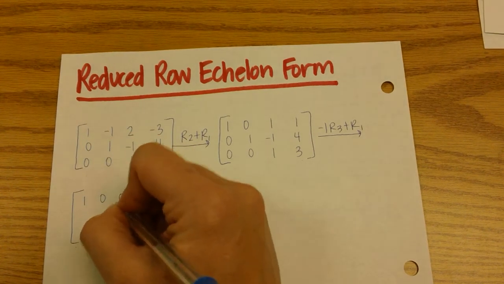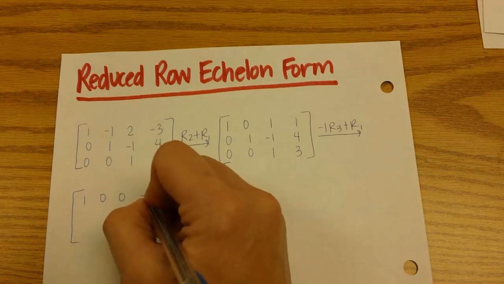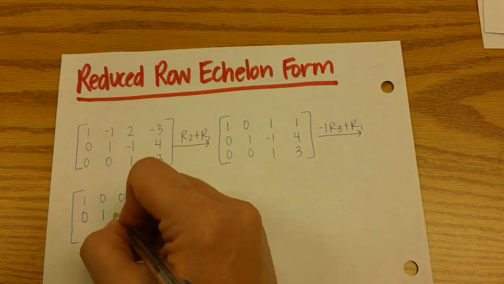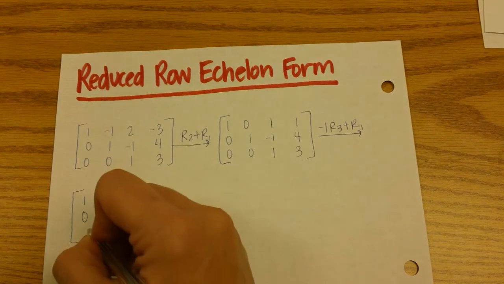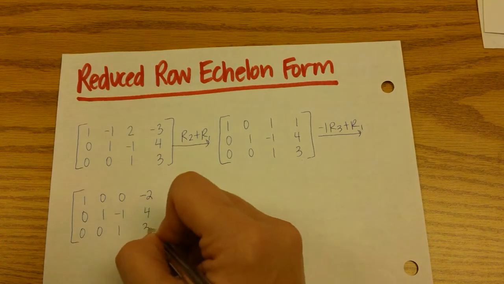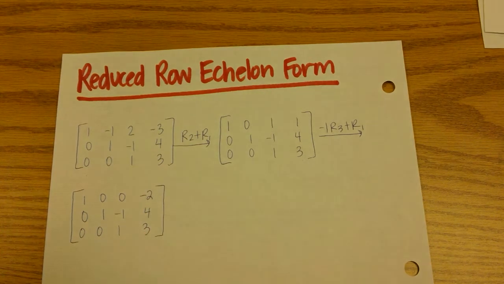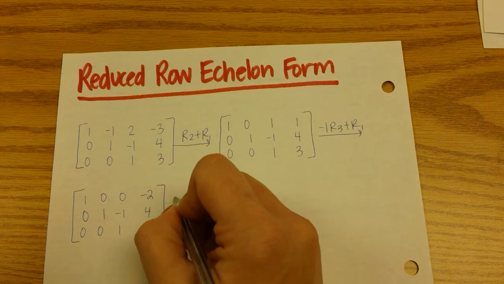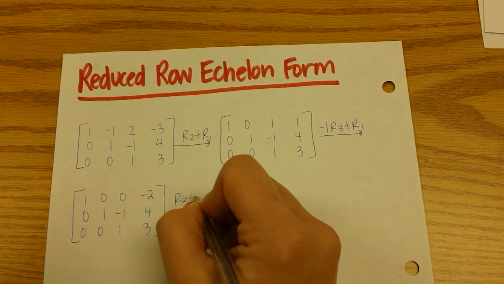Okay? So what we get is 1, 0, 0, negative 2. And then our second row, 0, 1, negative 1, 4. And then 0, 0, 1, 3. Okay, so our row 1 is good. Our row 3 is good. Now we just need to get rid of this value here to make our row 2 good. Okay, so when we do that, we're going to take row 3 and add it to row 2.